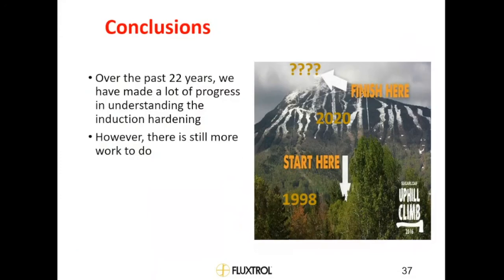So, conclusions. Over the past 22 years, we've made a lot of progress in understanding the induction hardening problem. However, there's still more work to do. So as I stated, our goal when we first started was to fill that circle, right? That process chain within the cell. We thought that was the top of the mountain.